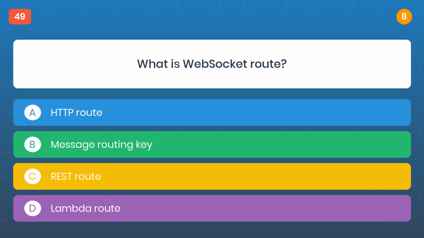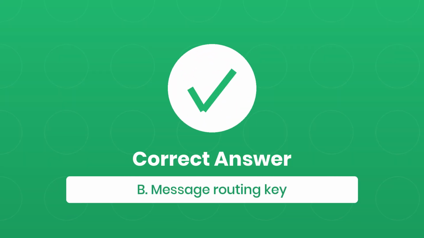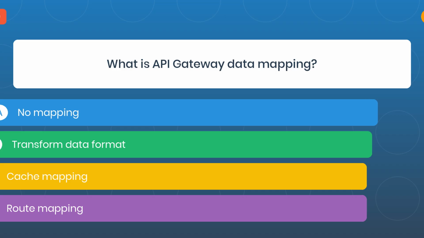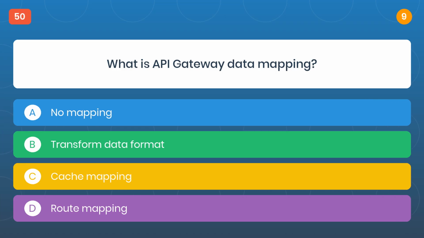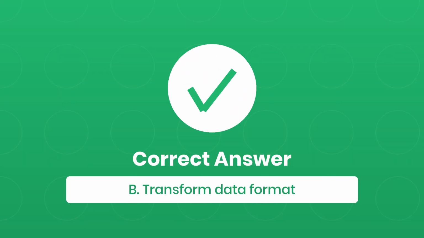Question 49. What is a WebSocket route? The correct answer is B, message routing key. Question 50. What is API Gateway Data Mapping? The correct answer is B, transform data format.